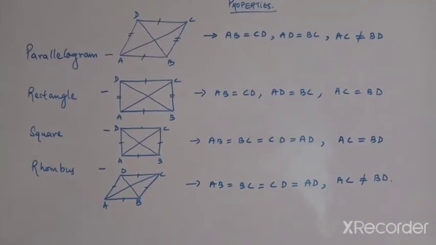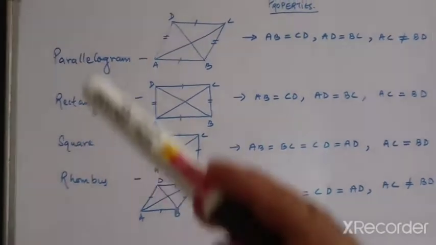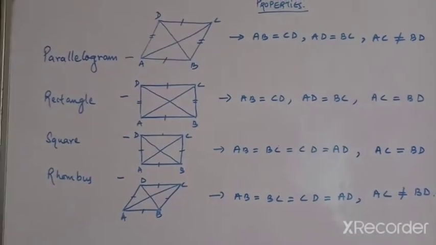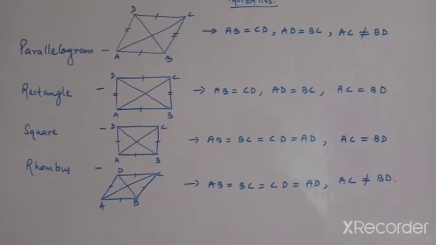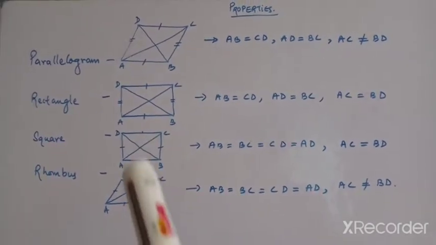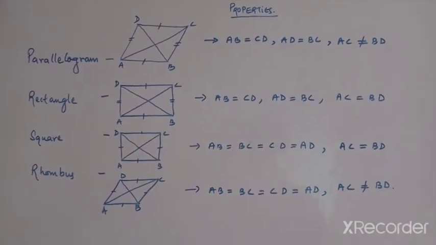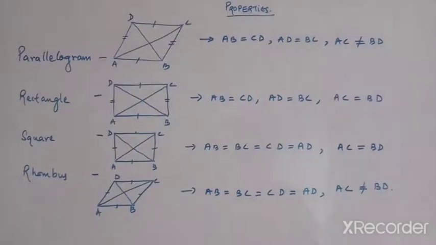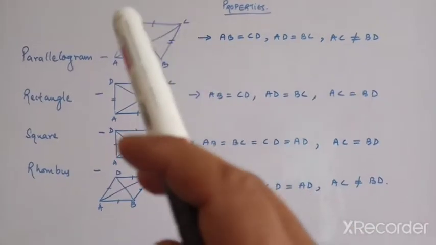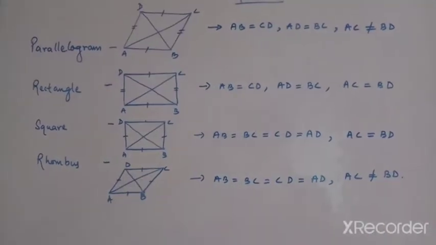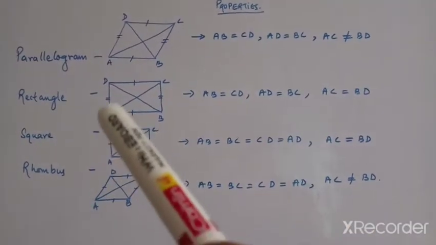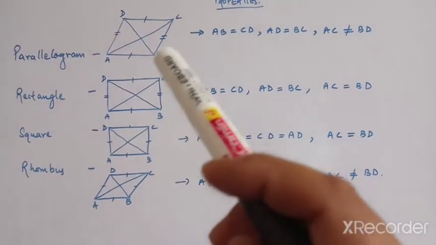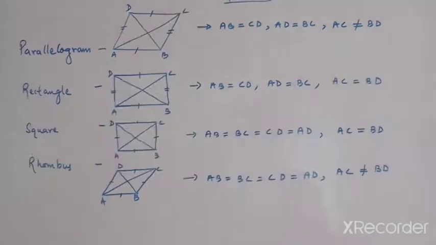A few other properties of parallelogram, rectangle, square and rhombus. So while proving this using the distance formula, a few things you have to keep in mind. For example, parallelogram. A parallelogram is a quadrilateral. All these four figures are quadrilaterals, containing four sides and four angles.